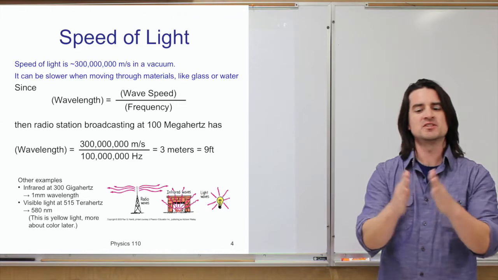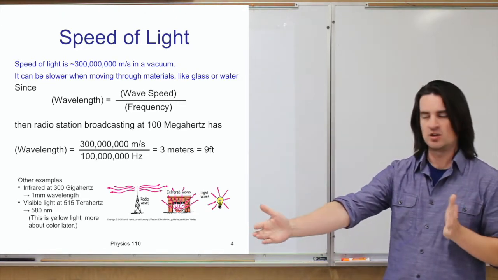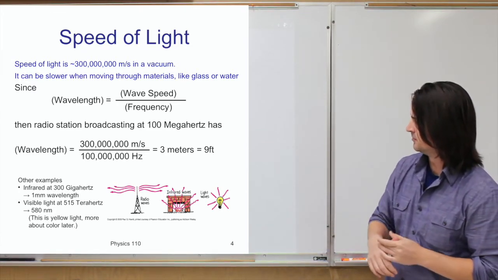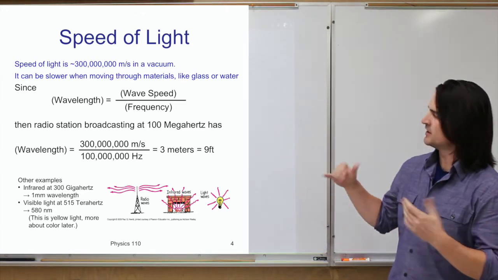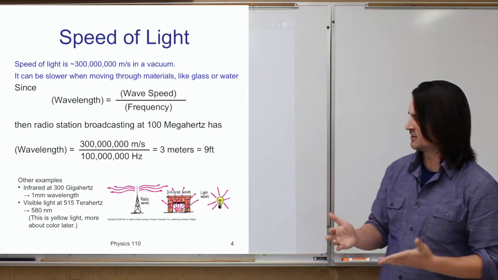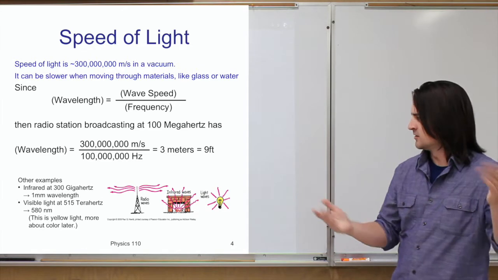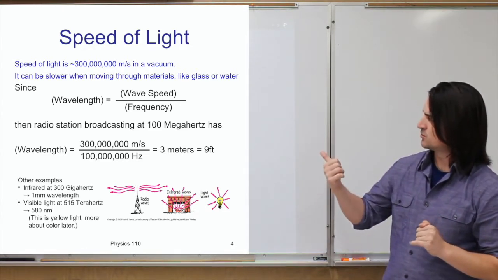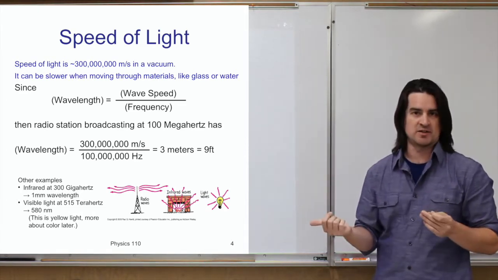Visible light, the light that we see, has very, very short wavelengths. Radio waves, pretty long wavelengths. You can go even longer wavelengths too. Some other examples might be infrared light, say at 300 gigahertz. There's a whole spectrum, a range of infrared, but 300 gigahertz is in there somewhere. And if you plug that into this equation, it tells you that the wavelength of that light is about 1 millimeter.